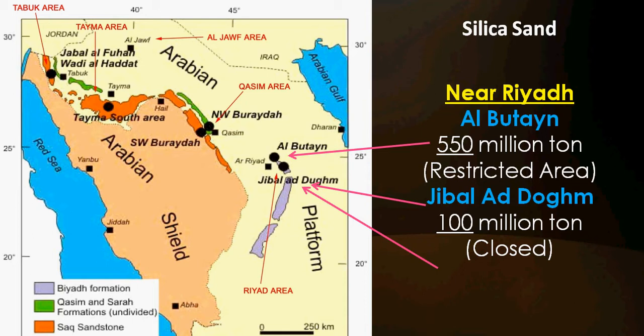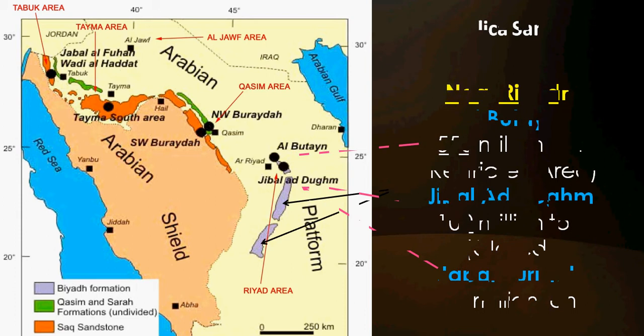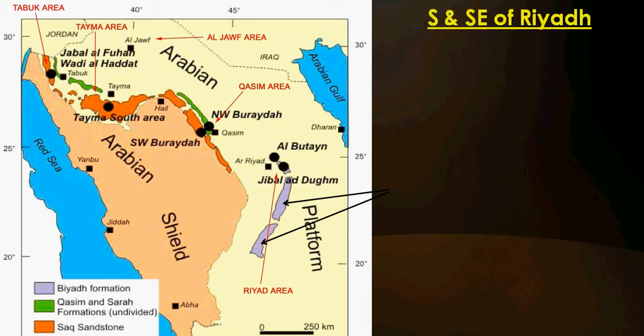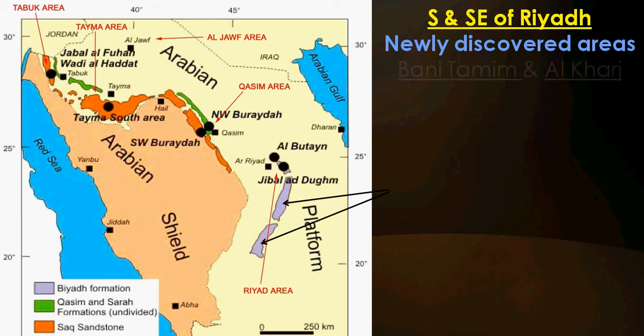Exploration in the 1990s revealed the presence of an indicated resource of 100 million tons in this area. There's another small area, Jabal Burma, which has about 70 million tons of silica sand. After the announcement of the closure of Jabal al-Dughm, the Saudi Geological Survey started exploration and finding new areas. The newly discovered areas as a result of the Saudi Geological Survey's effort include Bani Tamim and Al-Kharj.